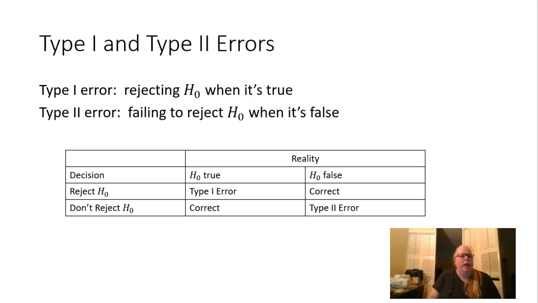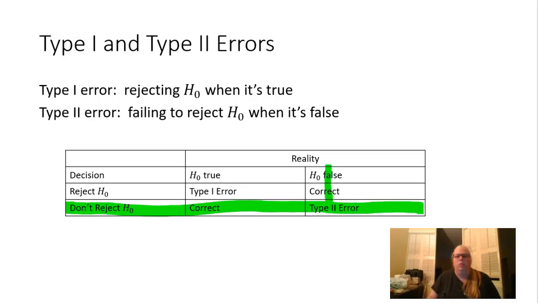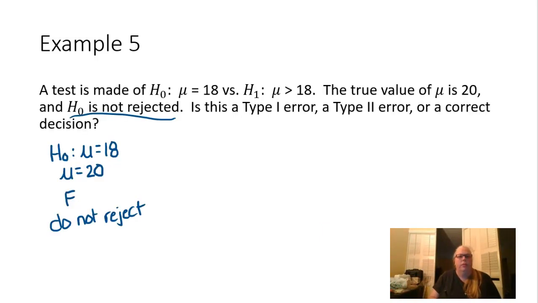All right, we decided that we were not going to reject the null hypothesis. Even though we figured out that the null hypothesis was false, it looks like we've made a type 2 error in this case. Type 2 error.